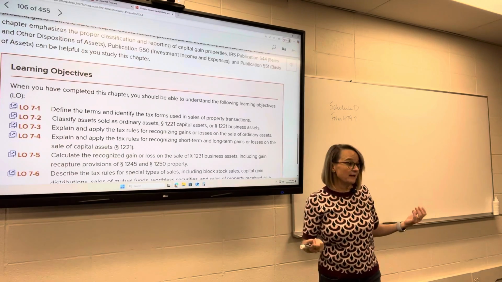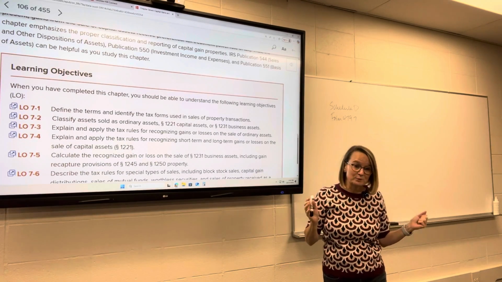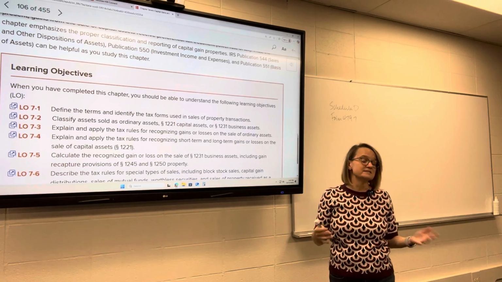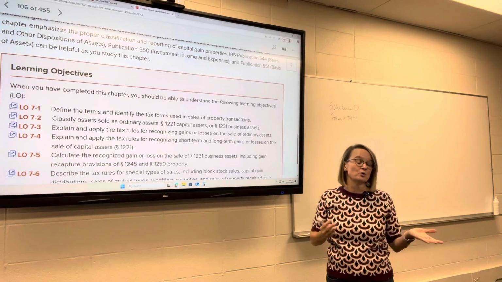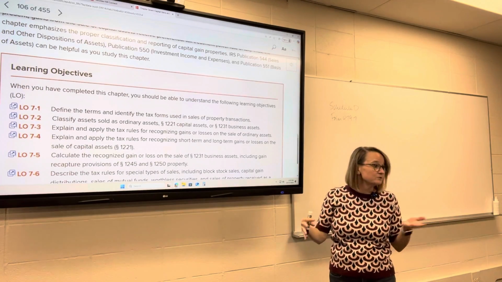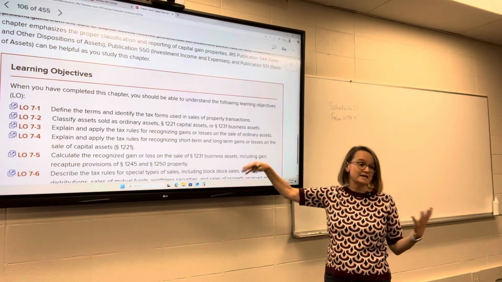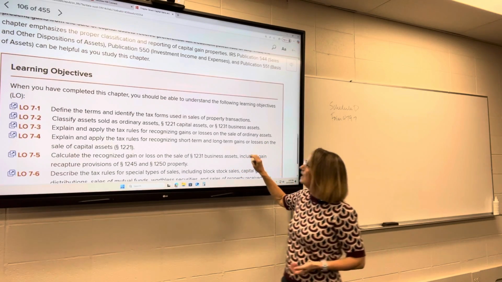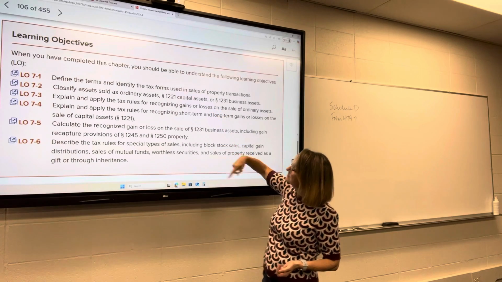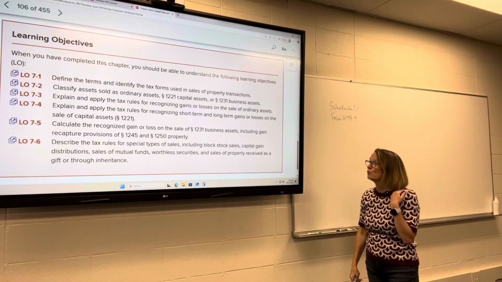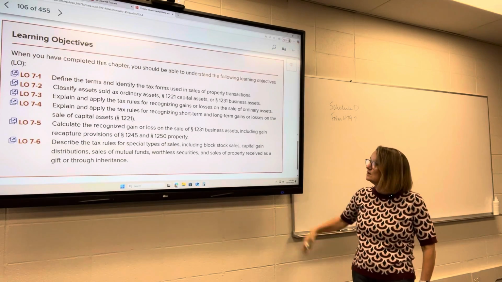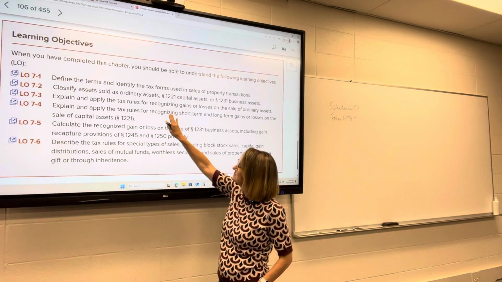And again, we have to do that because when we sell those assets and we have a gain or a loss on those assets, the treatment of that gain or loss is going to vary, and even where we report that gain or loss is going to vary depending upon what type of asset it is. So we're going to start by talking about the tax rules for recognizing gains or losses on the sale of ordinary assets, our first category of assets.